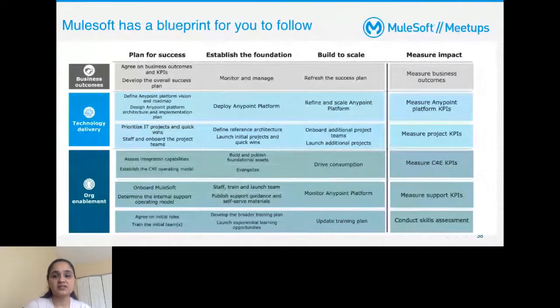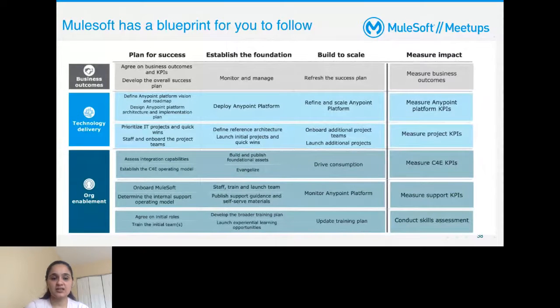Just refresh the success plan every month or at a certain frequency. And in the fourth step, you measure and assess the performance. Also, in technology delivery, refine and scale the Anypoint platform and measure the Anypoint platform KPIs. In org enablement, while establishing the foundation, you build and publish the assets, evangelize, staff and train and launch the team, and also launch the learning opportunities.